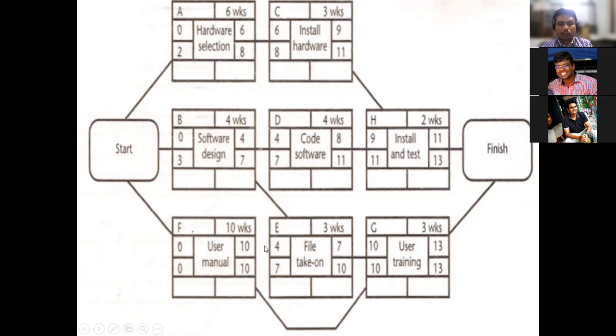So where the critical event has taken place, F and G only are the critical events. For any reason, we should not be delayed. And for these other events, we have a slack value, which is 2. That means we can delay up to 2 weeks, so that we can manage and reach the target. But for F and G, for any reason, we should not be delayed.